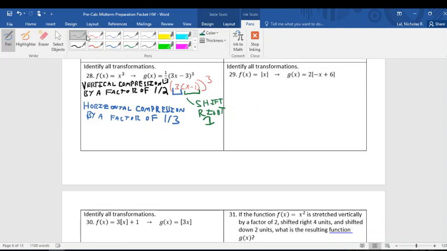Let's keep on going, do 29. Here, I'll just rewrite this as 2 times the absolute value of negative x minus 6. Factor out that negative 1. So vertical stretch by a factor of 2.